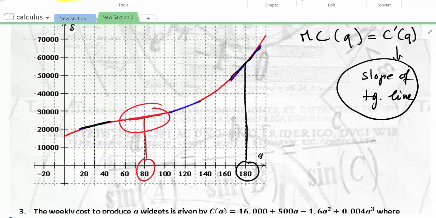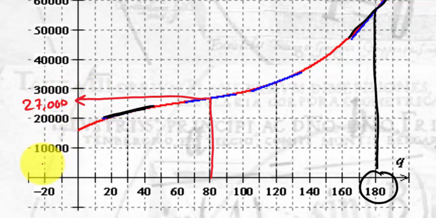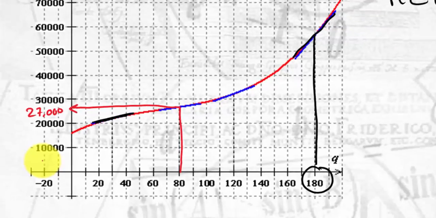And there was a question about what is the total cost at this level. Well, you just need to read the output of the function, right? So at 80, the output of the function seems to be about maybe $27,000, right? $27,000. Let's move on to the third example.